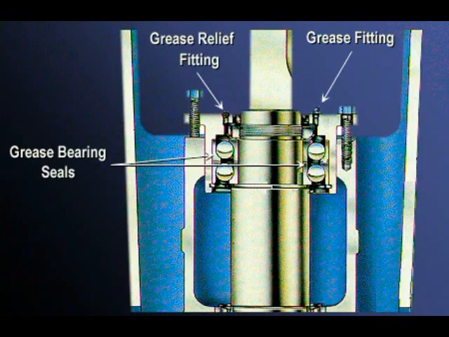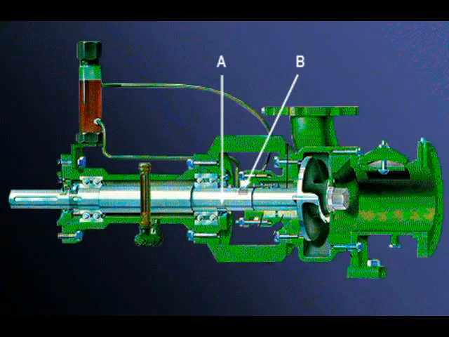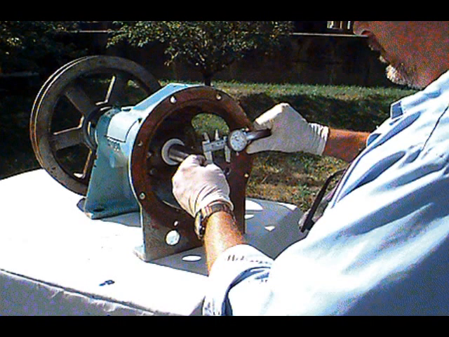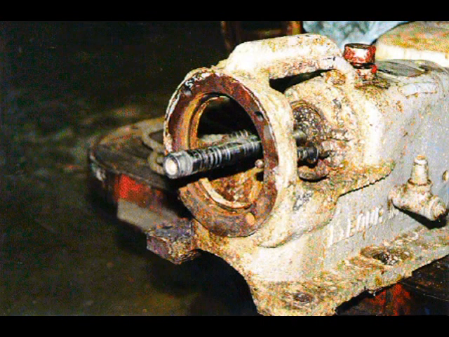These are grease bearing seals. Notice the 2 grease seals. The grease fitting and the grease relief fitting are also labeled. This illustrates an oil lubricated unit. Please note the oil seals. Letters A and B point to the oil seals in this oil lubricated shaft bearing unit. If failure of bearing seals is a problem, the shaft should be inspected. The shaft may be rough or corroded and may have to be reconditioned or sleeved before new seals are installed.